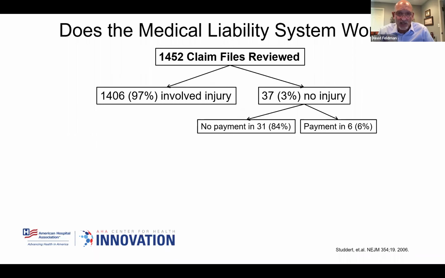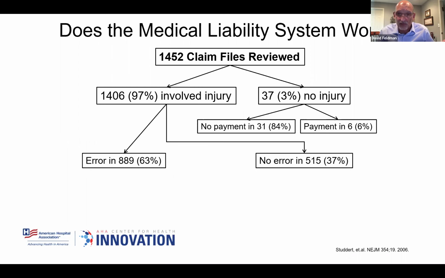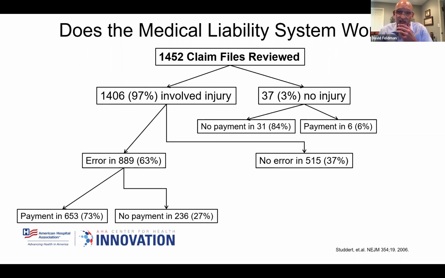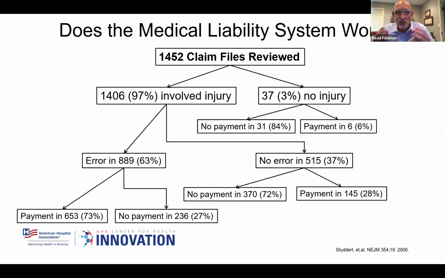So we look at the cases where there was an injury, then the question, of course, is, did we make an error? Critical question, do we make an error? And 63% of the time we did, 37% no. So 2/3, 1/3. You would expect if we made an error, there should be a payment made. And the fact is that 3/4 of the time there is. And then no payment in 27%. And of course, the opposite is true. If there was no error made, we really shouldn't be paying for most of those. And we don't, again, for about 3/4 of them.